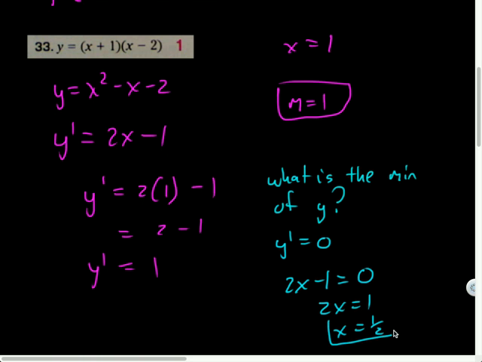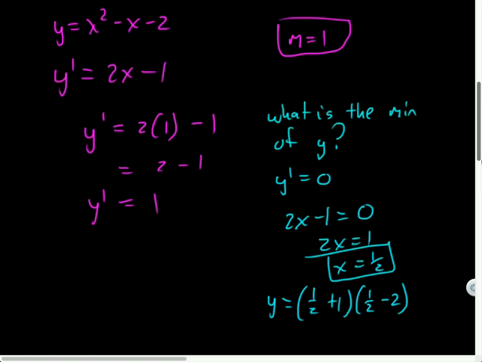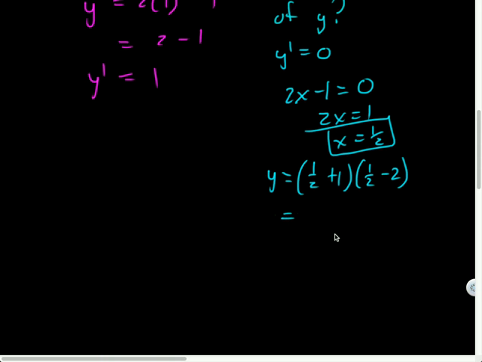So x equals a half is the x-coordinate of the minimum point of my original function. I knew that because I was able to set the derivative to 0 and solve. And then if I want to find the actual minimum value, I could plug in a half in either of the forms for y. So y equals, I guess I'll do this one, 1/2 plus 1 times 1/2 minus 2. It's probably a little bit more punishing than the other version.